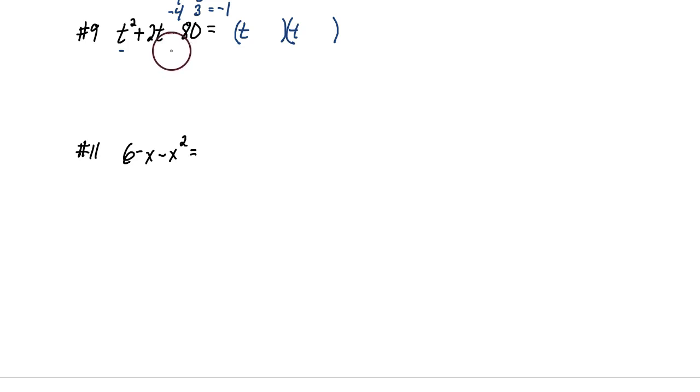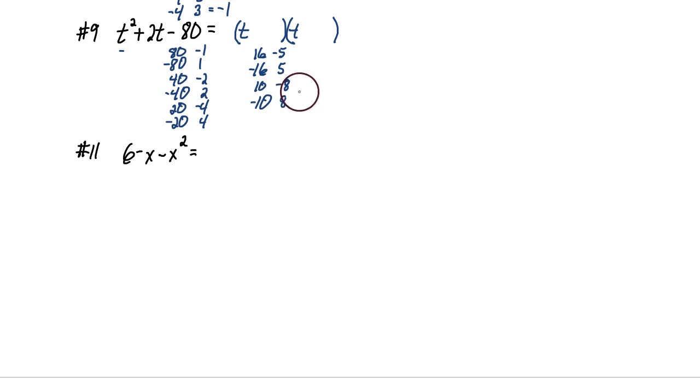We have some choices. There is 80 times negative 1, or negative 80 times positive 1, 40 times negative 2, or negative 40 times positive 2, 20 times negative 4, or negative 20 times positive 4, 16 times negative 5, negative 16 times positive 5, 10 times negative 8, and negative 10 times positive 8.